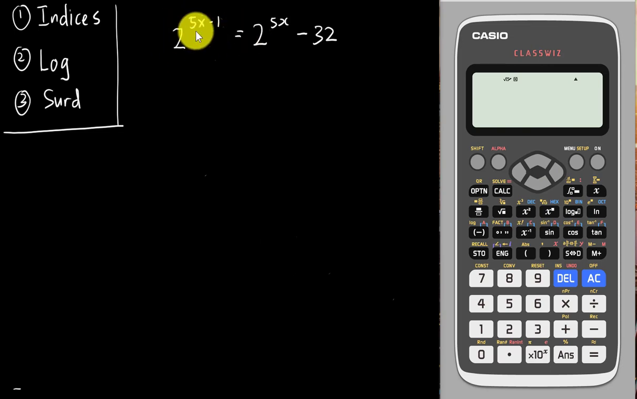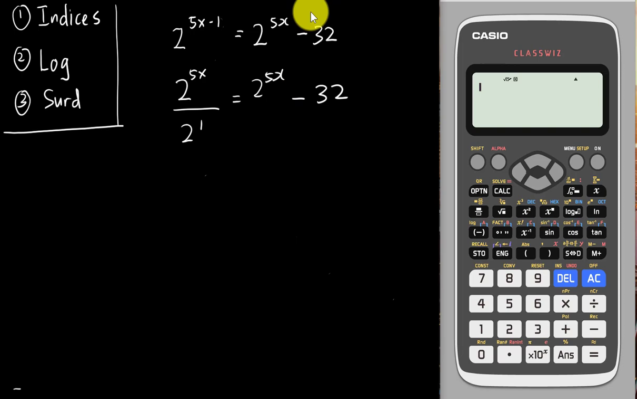So if you have the equation like this, 2 power of 5x minus 1 equals 2 power of 5x minus 32. The first thing you have to know is that 2 power of 5x minus 1 means 2 power of 5x over 2 power of 1, because minus at the power basically means divide. Then we have the 2 power of 5x here minus 32, but this minus is not at a power, so you just write minus 32. You can't do anything for the minus, as it is not at a power.